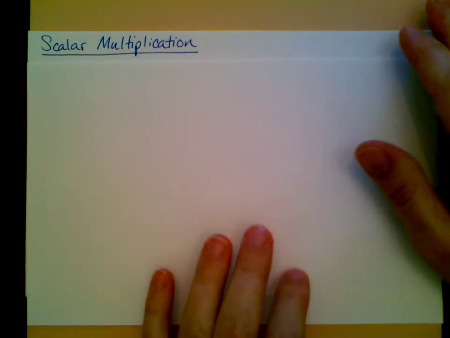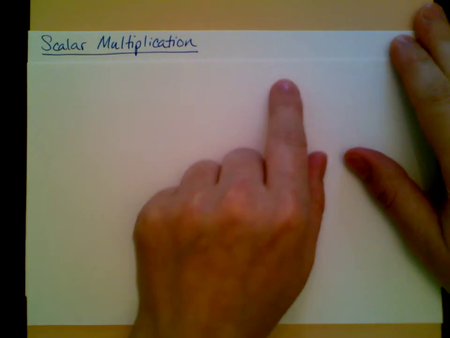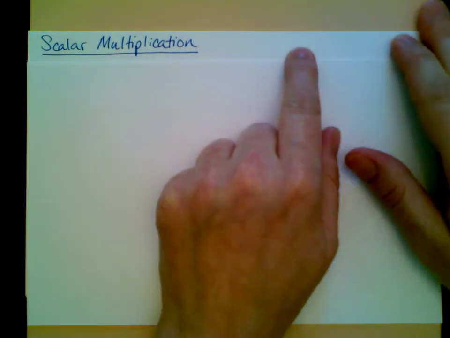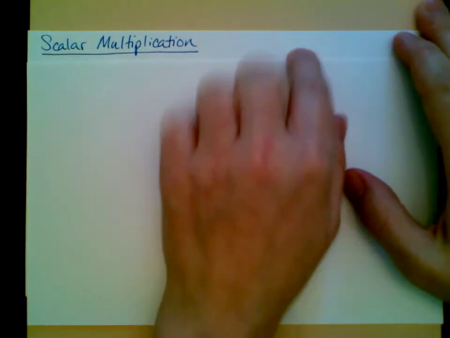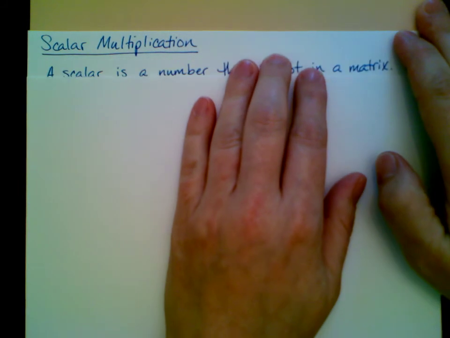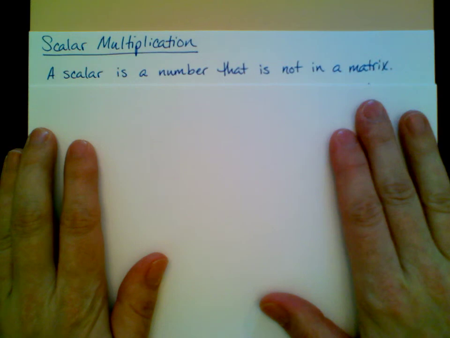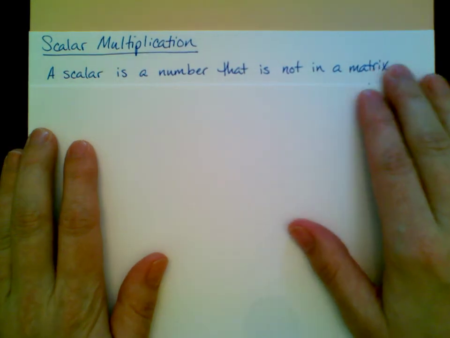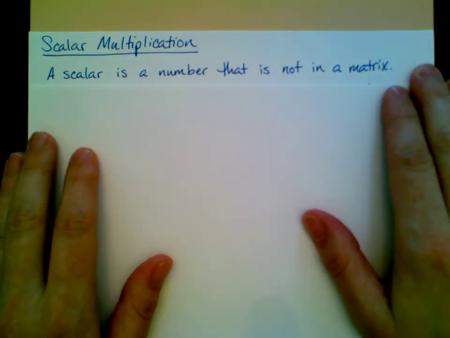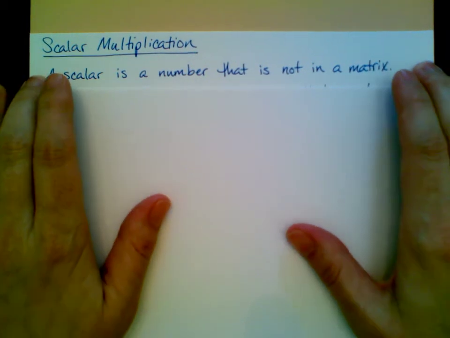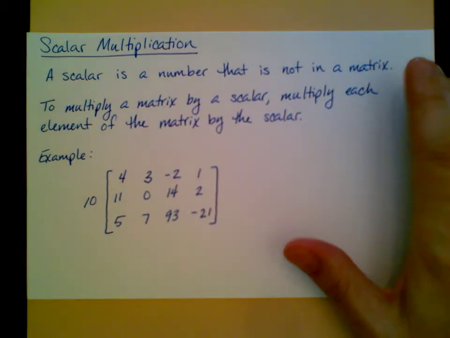This video is on scalar multiplication of matrices in particular. So in this context, a scalar is a number that is not in a matrix. We'll see an example in just a second. Actually, I'll just reveal the rest of this.